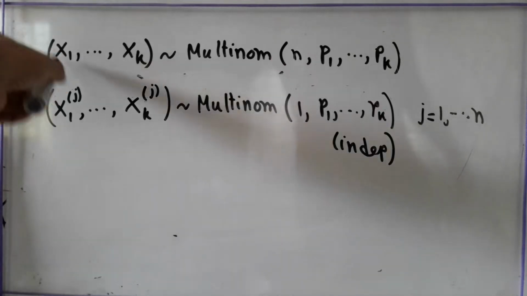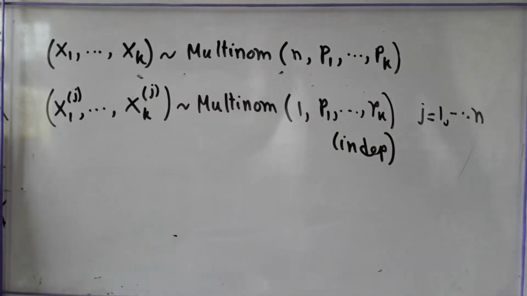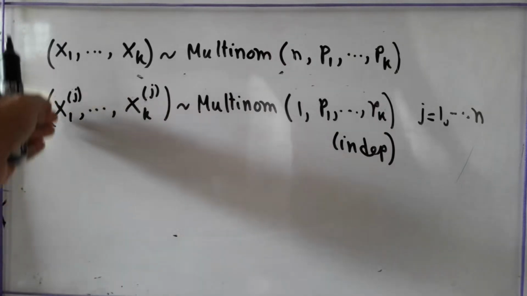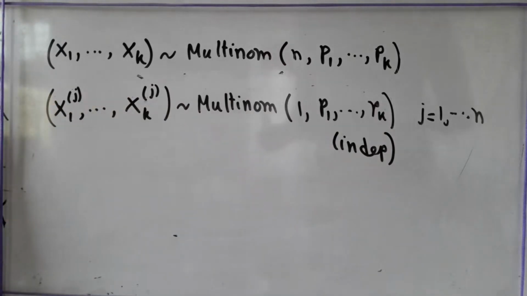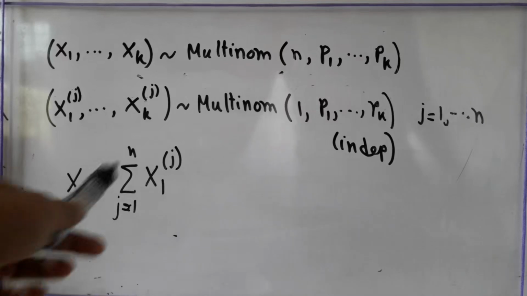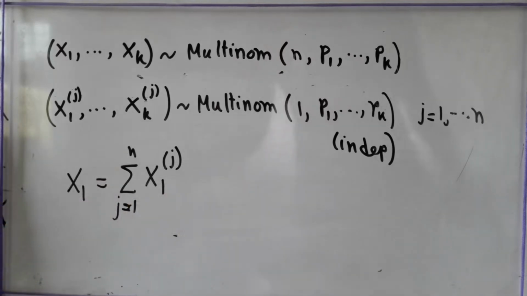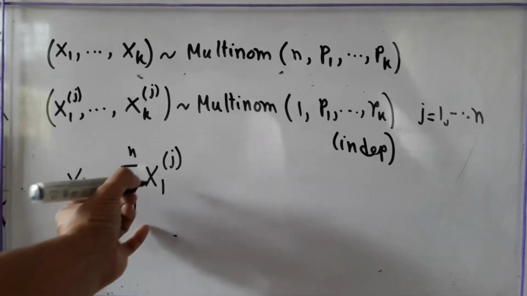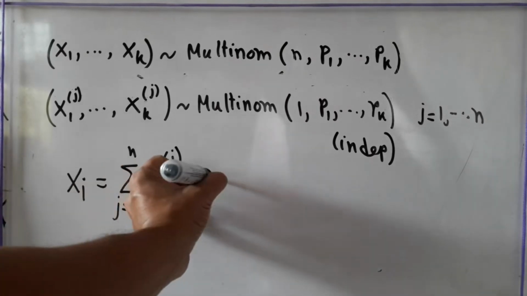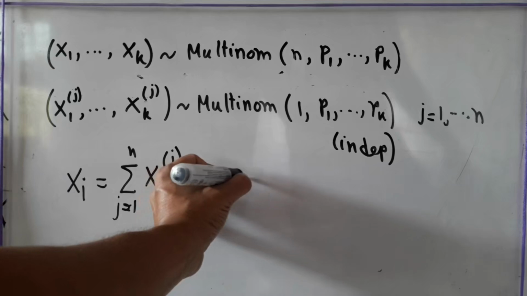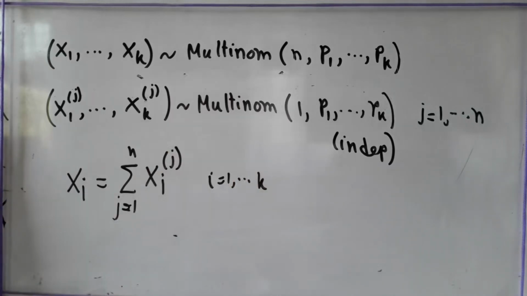And how are these things related with this? Obvious. You just keep on adding all these x_1's. Then you have x_1j, summed over j from 1 to n, and that will be your x_1. Nothing special about 1, it could be any i, where i is from 1 to k. So now we are ready to tackle finding the covariance.